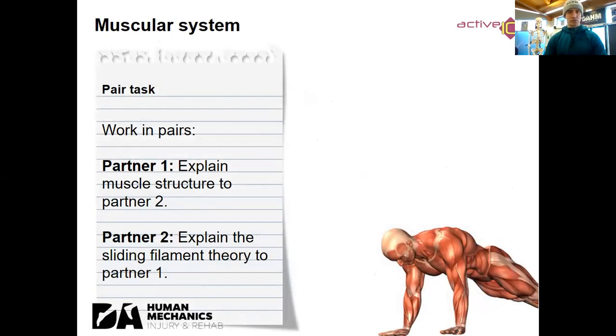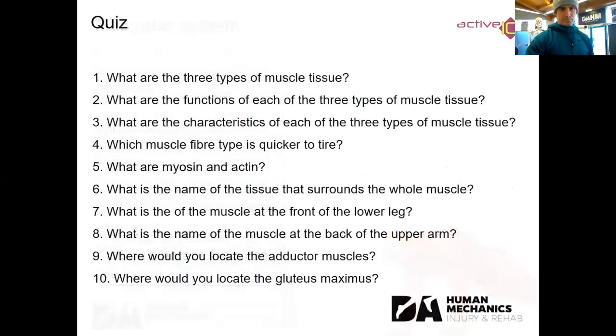Explain muscle structure to partner 2. Done. Okay, quiz time. Pen and paper out, please. What are 3 types of muscle tissue? Question 1.